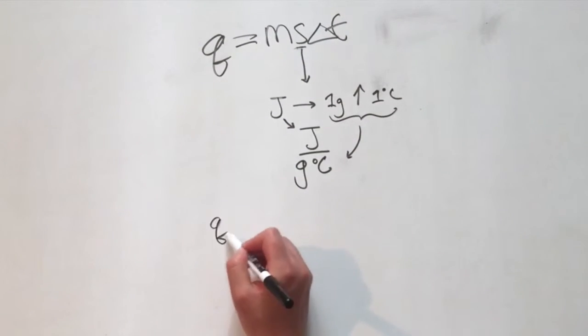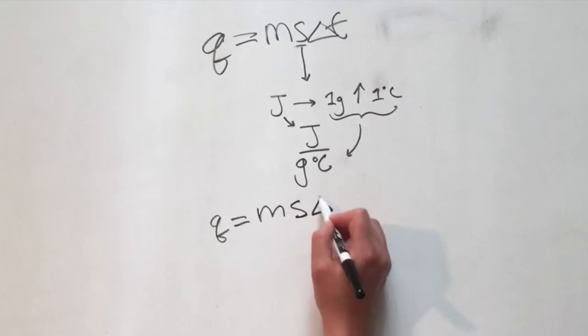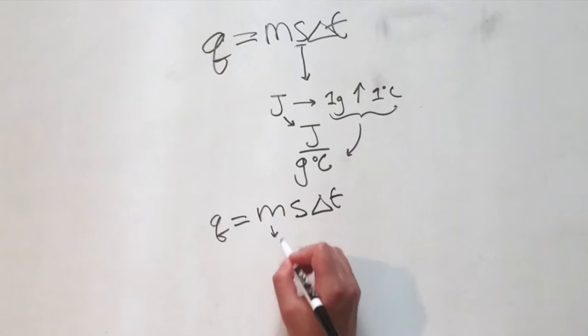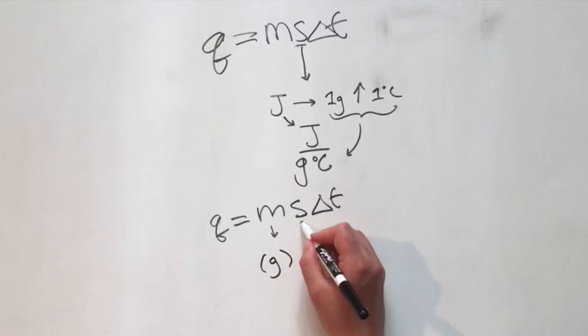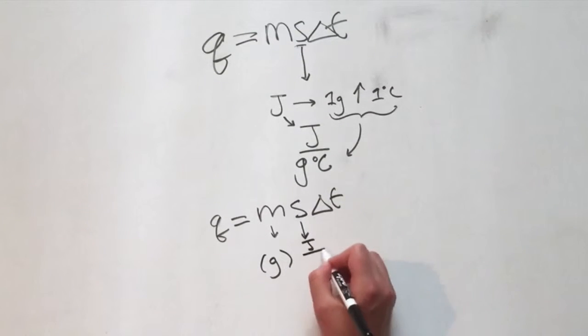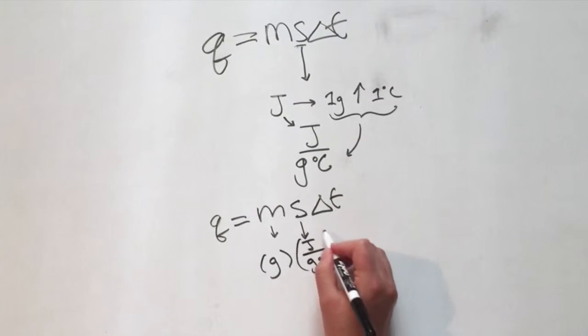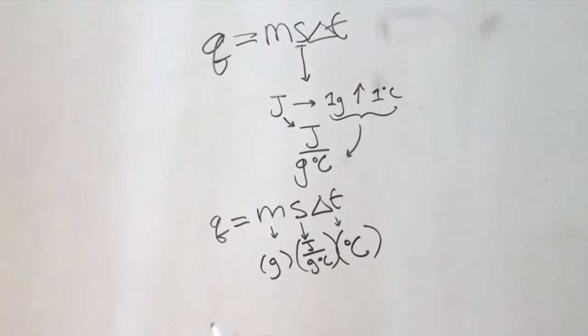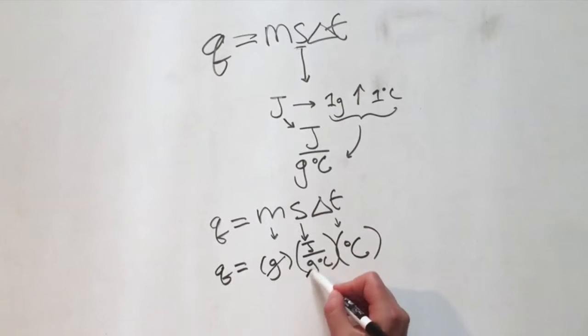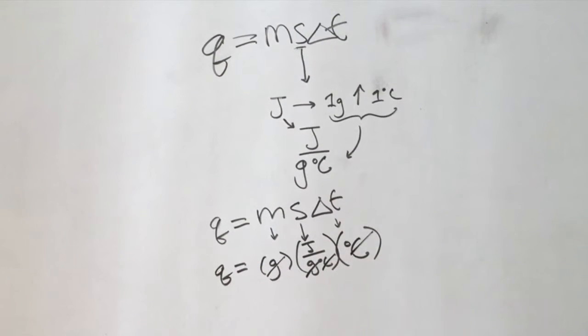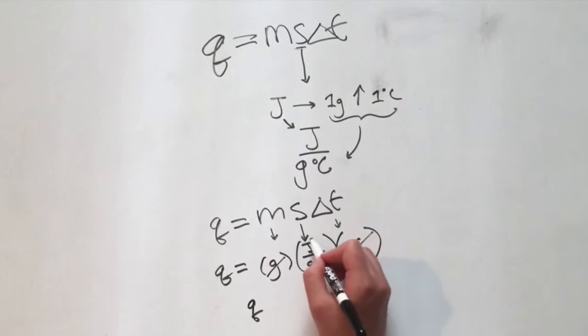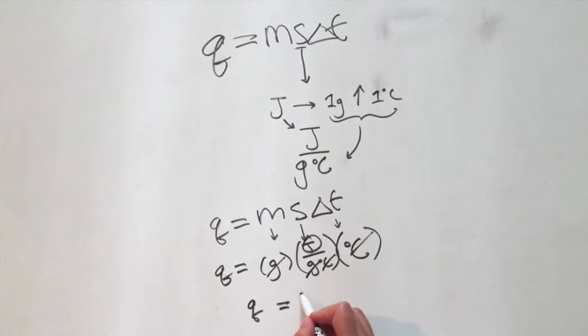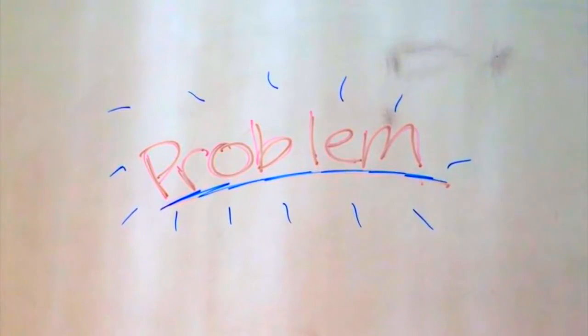This is also helpful when we're using our Q equals ms delta T formula, since we have our mass in grams, our specific heat in joules per gram degree Celsius, and then our delta T in just degrees Celsius. What does this mean for our equation? Well, because grams cancel out and degrees Celsius cancel out, Q will always be equal to some number of joules. Now we can apply what we've learned to solve a problem.